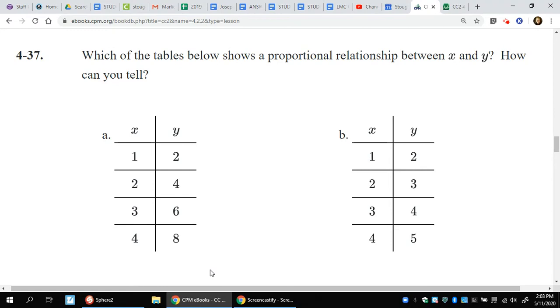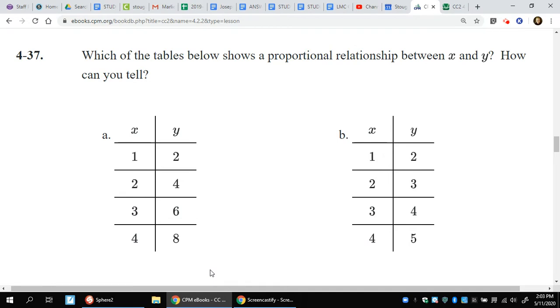All right, let's move on to lesson 422. How can I see a proportion and proportional relationships? The two problems that I'm going to cover with you in class today are 437 and 438. The first problem, we are going to look at tables.